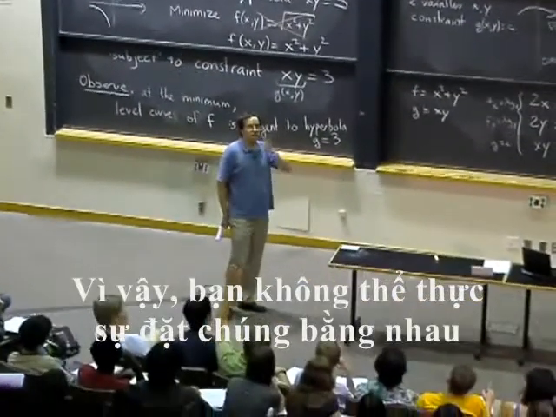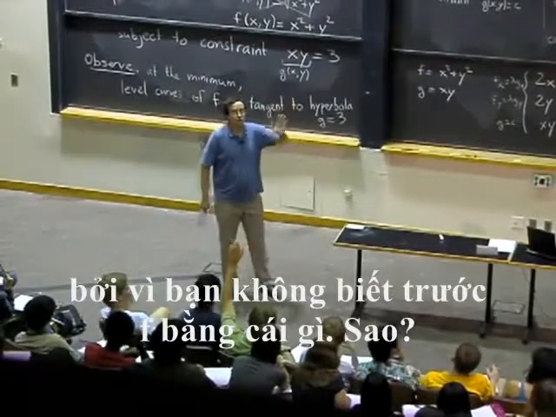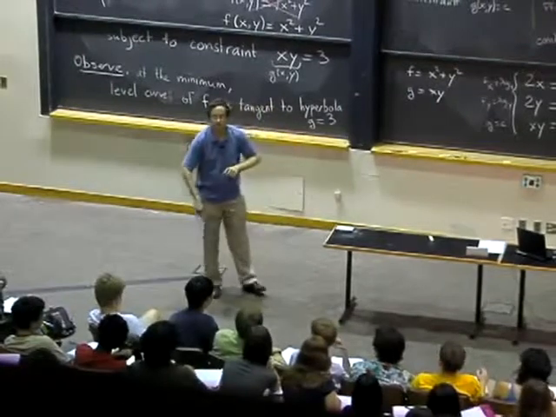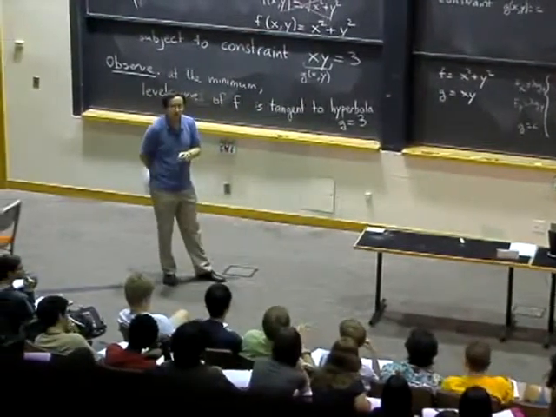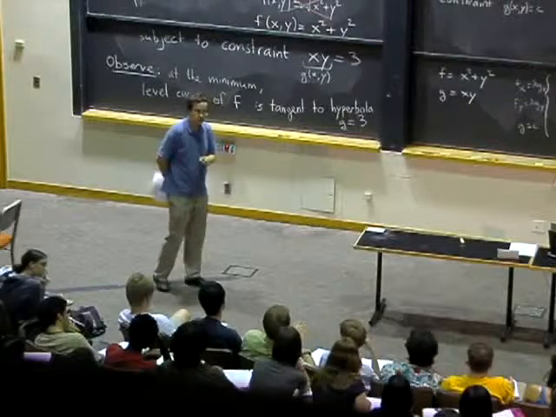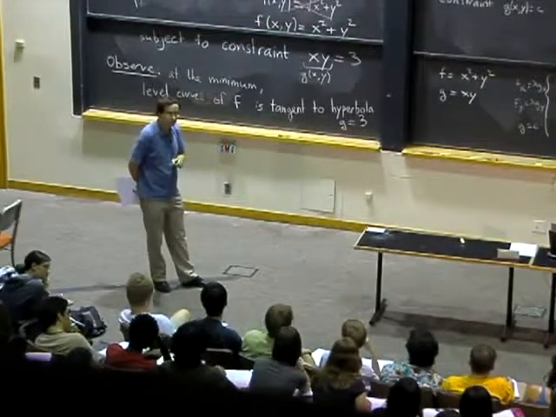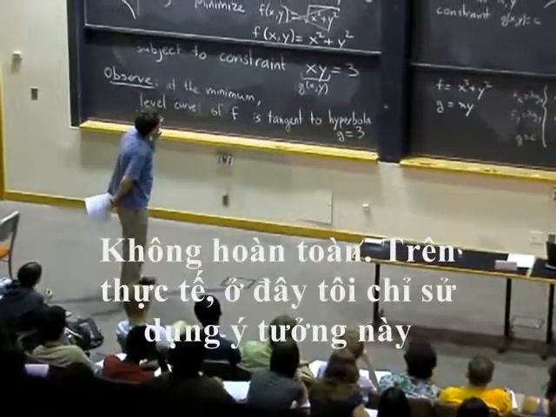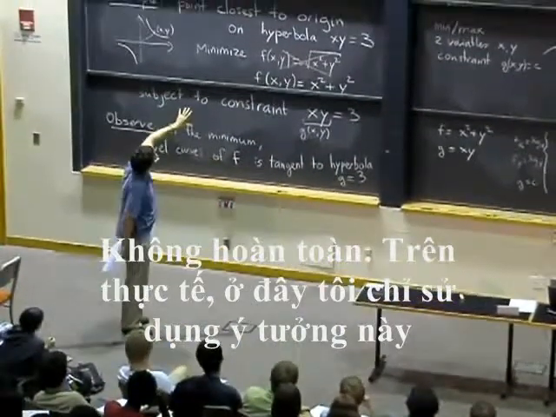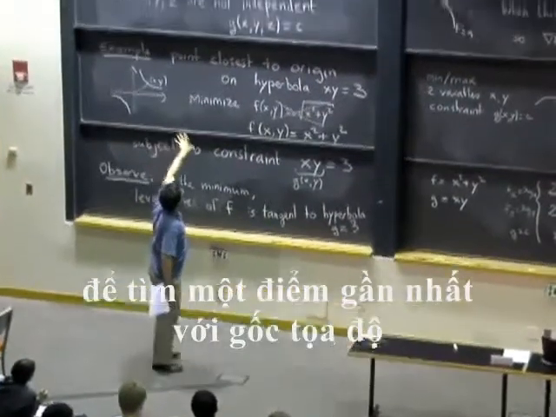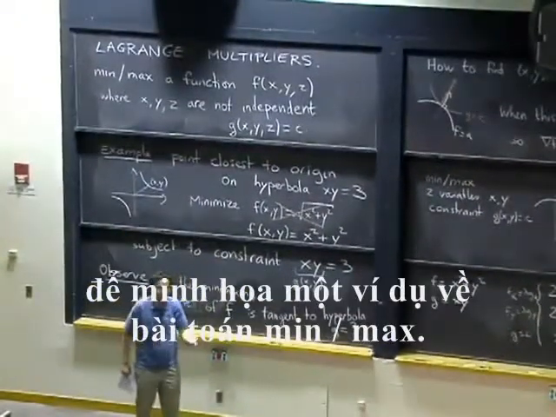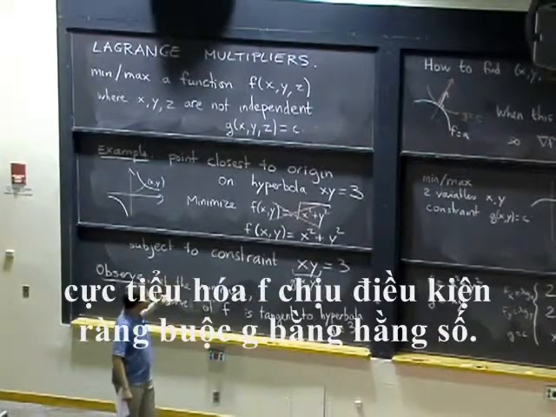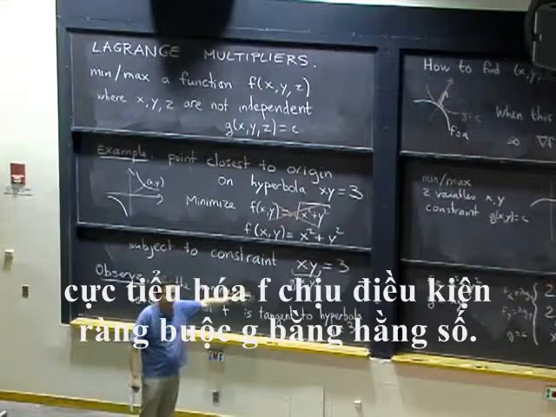Okay, so you can't really set them equal because you don't know what f is equal to in advance. Yes? The theory behind this procedure is that we're translating the problem of finding a minimum or maximum into trying to find the closest distance to a point. Not quite. No, we are not. Here I'm just using this idea of finding a point closest to the origin to illustrate an example of a min-max problem. The general problem we're trying to solve is minimize f subject to g equals constant.